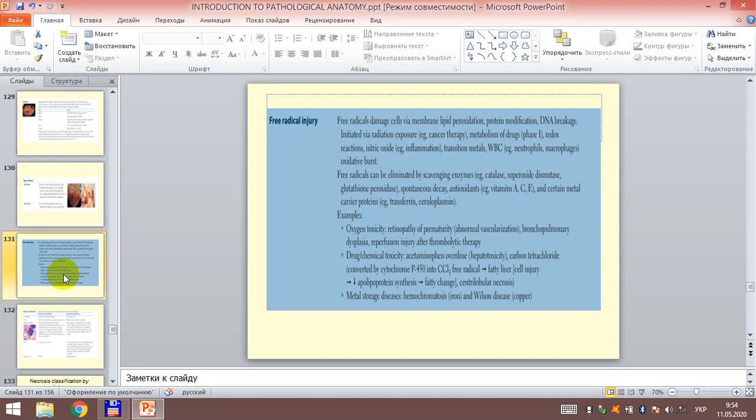Examples: oxygen toxicity, retinopathy of prematurity with abnormal vascularization, bronchopulmonary dysplasia, reperfusion injury after thrombolytic therapy, drug or chemical toxicity, acetaminophen overdose, hepatotoxicity, carbon tetrachloride, fatty liver, cell injury, decreased apoprotein synthesis, fatty change, centrilobular necrosis, metal storage diseases: hemochromatosis, iron, and Wilson disease, copper.